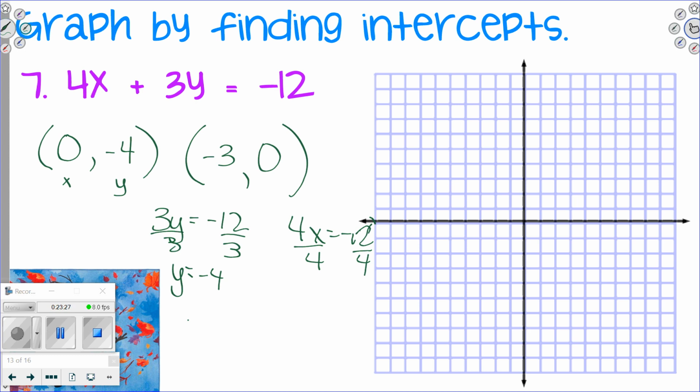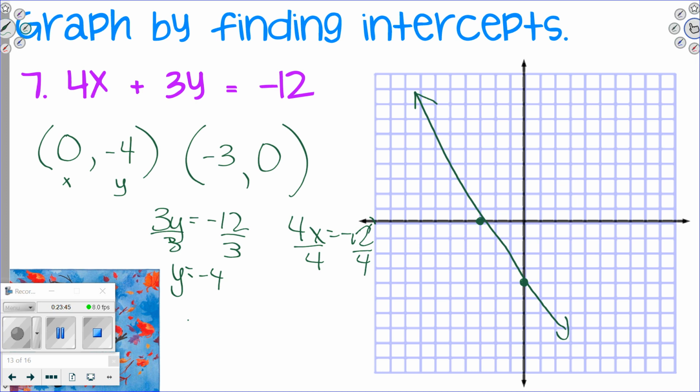So (0, -4) is just down 4. And (-3, 0) is just back 3. Look at that. I can graph this. Graphed.